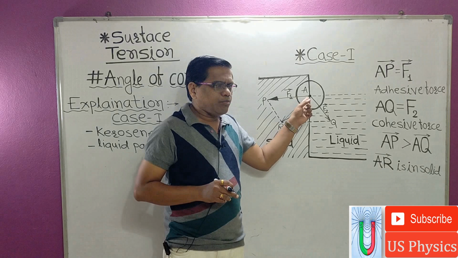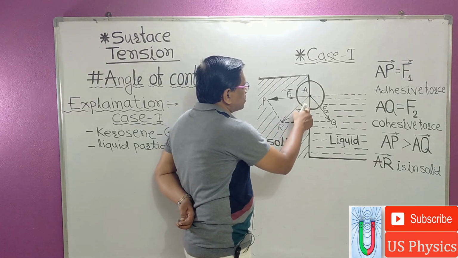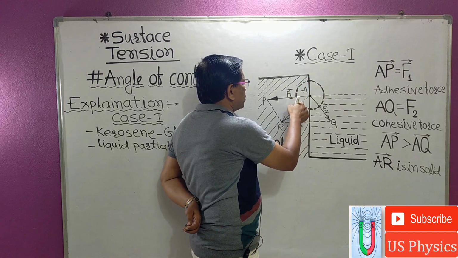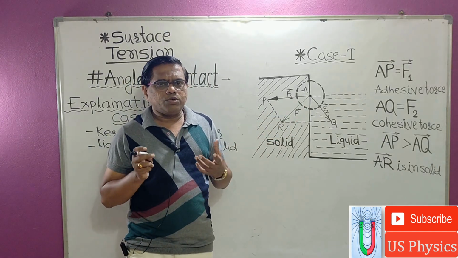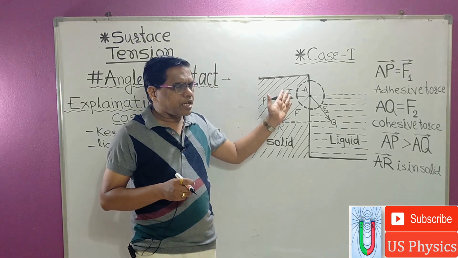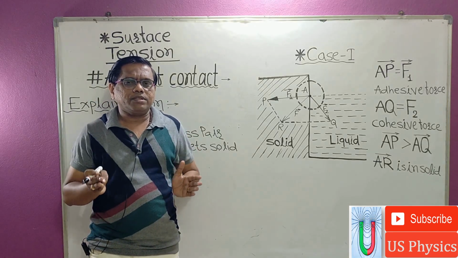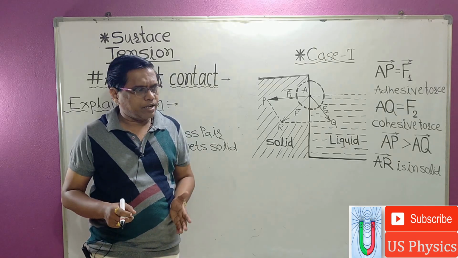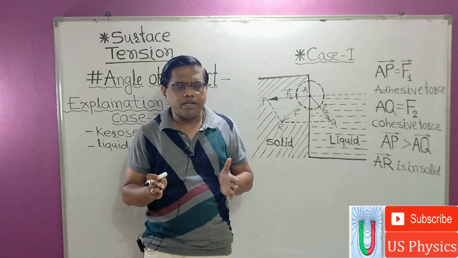Then by taking the molecular range as the radius and A as center, let us draw a sphere, which is called the sphere of influence of molecule A. Its radius is equal to the range of molecular forces. What molecular forces are, their range, what the sphere of influence is, what the angle of contact is and what the meniscus is, we have discussed in detail in the previous 5 video lectures of this playlist.